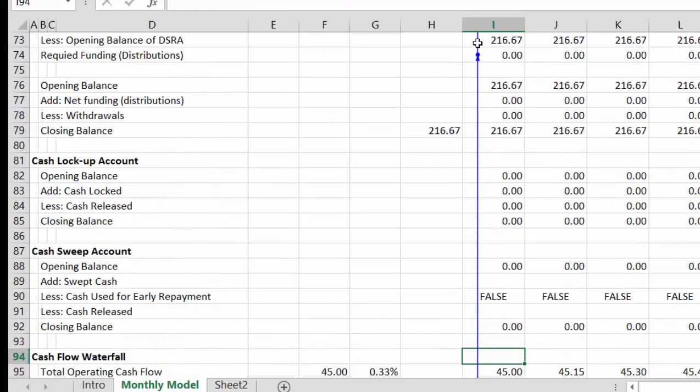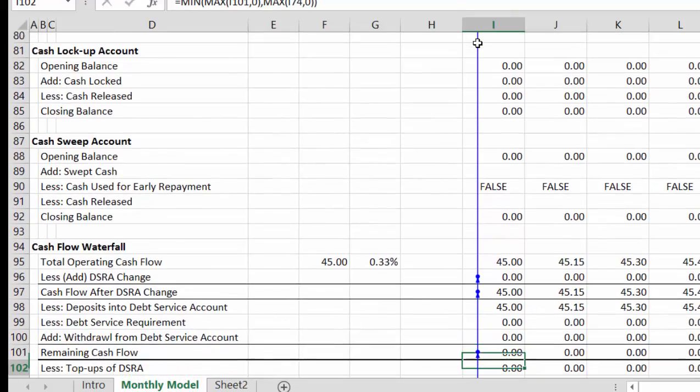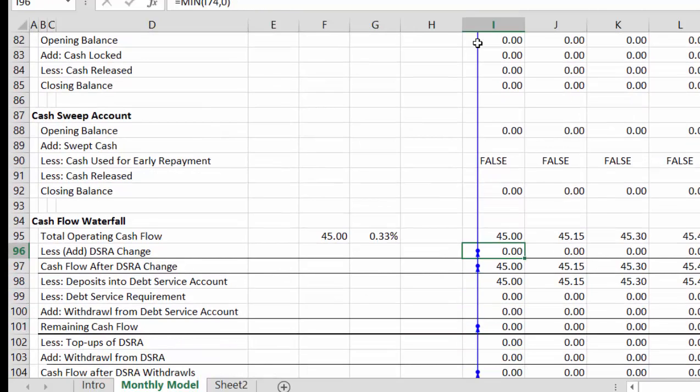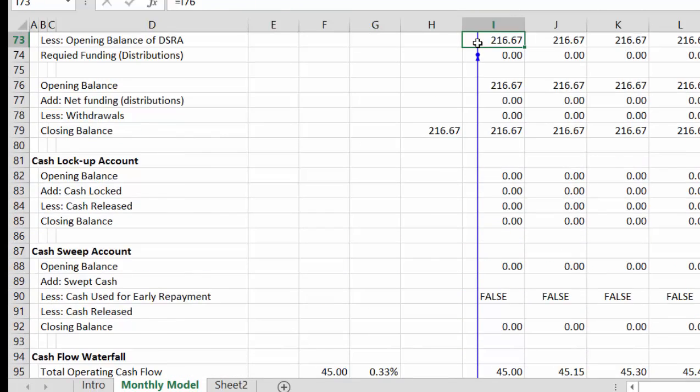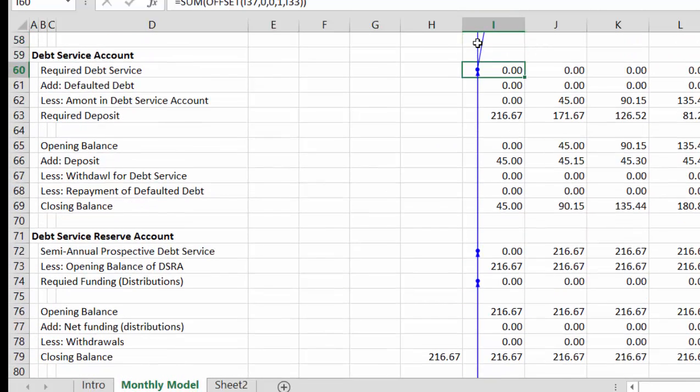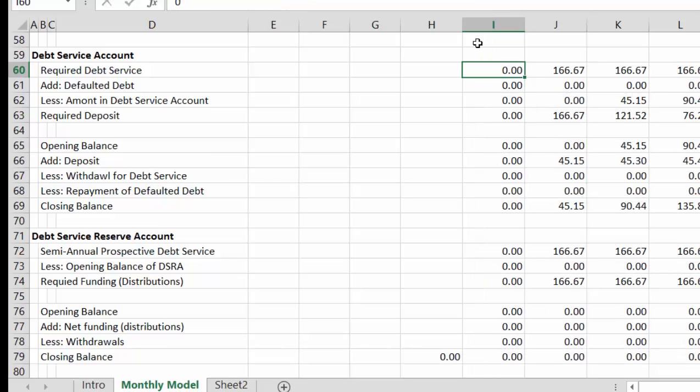Okay. Don't worry. That's the debt service reserve account still. Why did I do that? Just a minute. Let's just zero this out for a minute. Okay, and then we get rid of our circular reference. Now, did I do something wrong here?